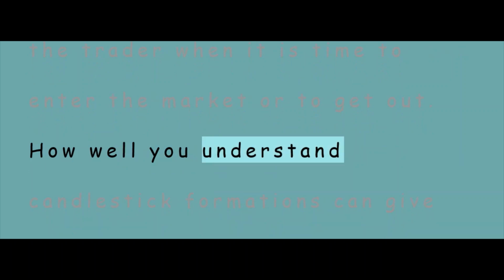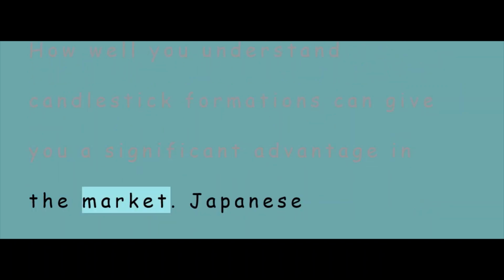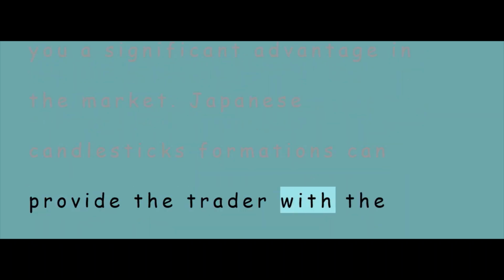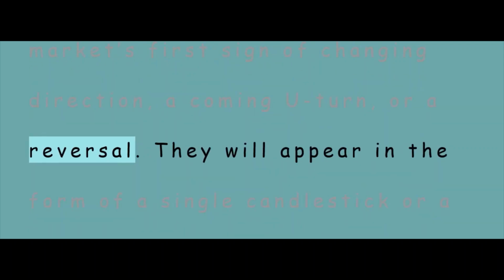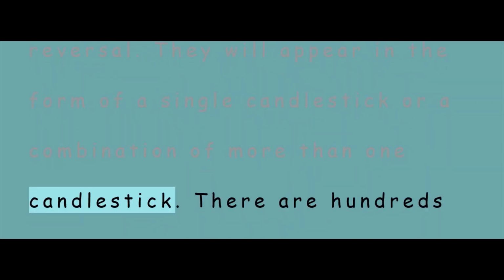How well you understand candlestick formations can give you a significant advantage in the market. Japanese candlestick formations can provide the trader with the market's first sign of changing direction, a coming U-turn, or a reversal. They will appear in the form of a single candlestick or a combination of more than one candlestick.